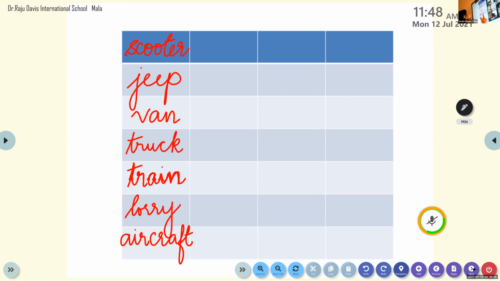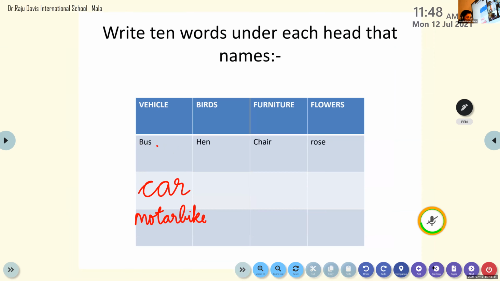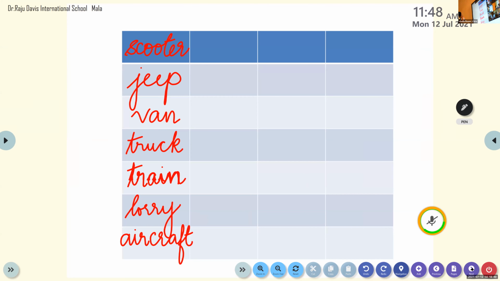Rishan, please do check it and tell me, okay? Please do check whether you have completed all the names of the vehicles here. Ma'am will tell the answer. The first one we have written is, all of you please do check, bus is already written. So it is car, motorbike, scooter, jeep, van, truck, train, lorry, aircraft. So 10 names of vehicles. We have already written it.